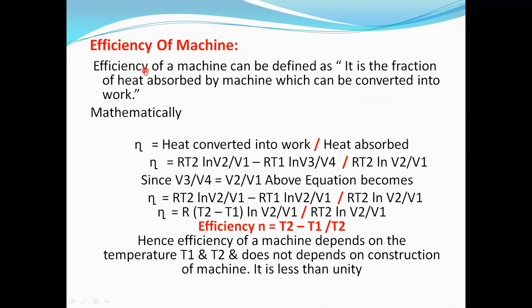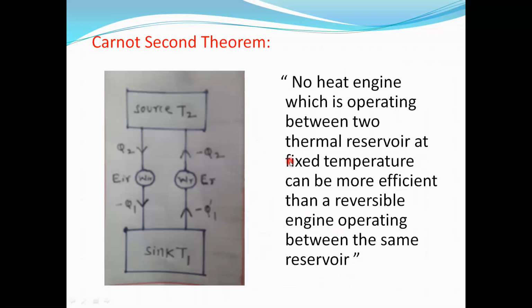First we have seen the efficiency of a machine. You remember the formula: efficiency is equal to (T2 minus T1) upon T2. In the next period, we will solve problems on this efficiency and work done. So remember, efficiency is equal to T2 upon T2 minus T1 upon T2. Then comes Carnot's second theorem.